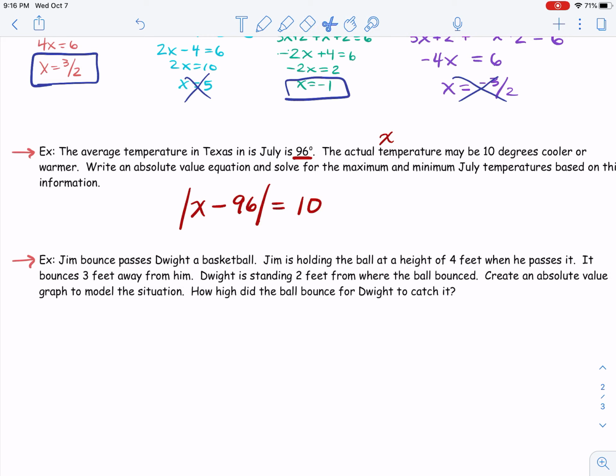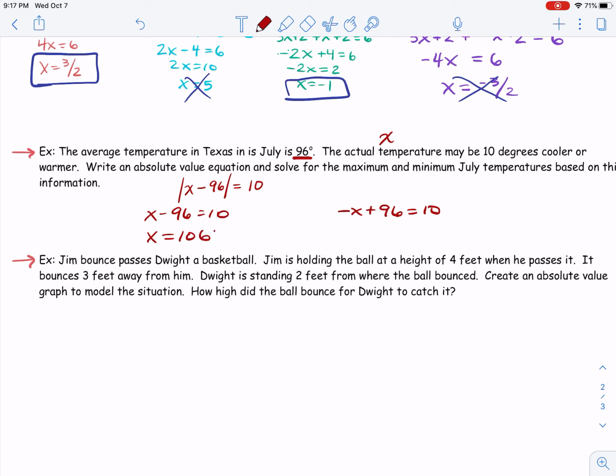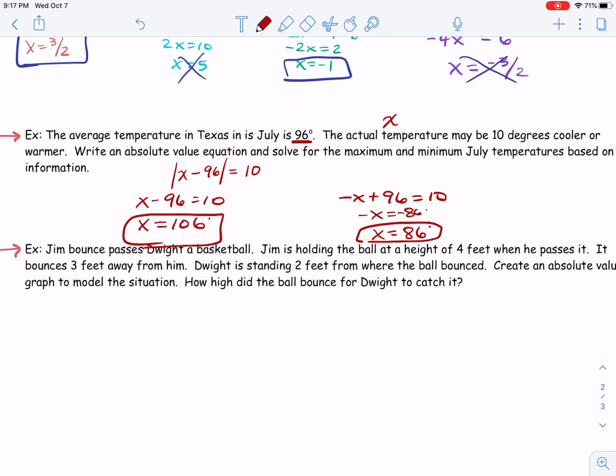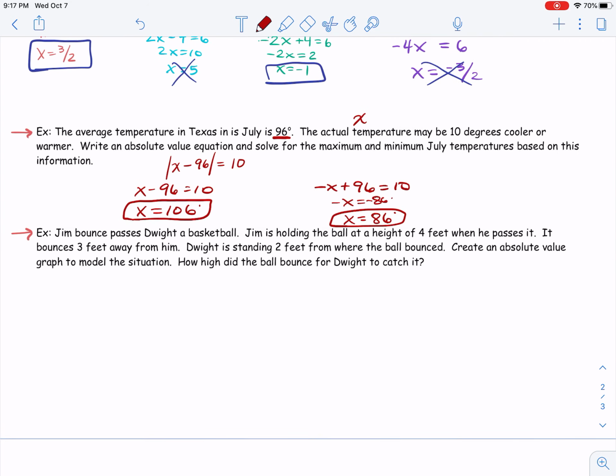So if we solve this algebraically, I already have my absolute value isolated. I would create two equations. And so then this would give me that x is 106. And then this would give me negative x is equal to negative 86, which means x is equal to 86. Those are obviously the max and the min of the actual temperatures in July in Texas, which definitely makes sense. Okay.